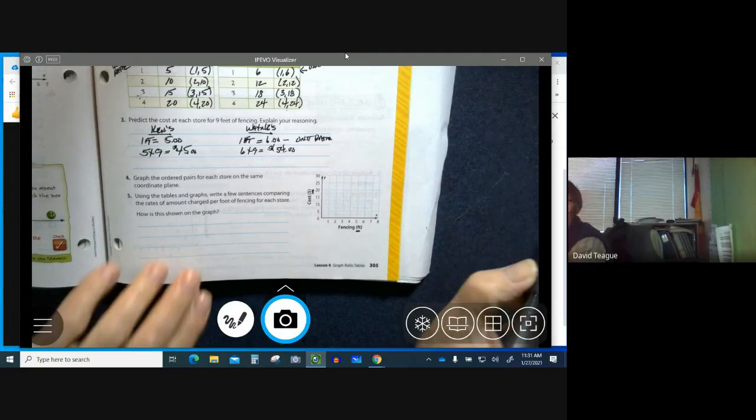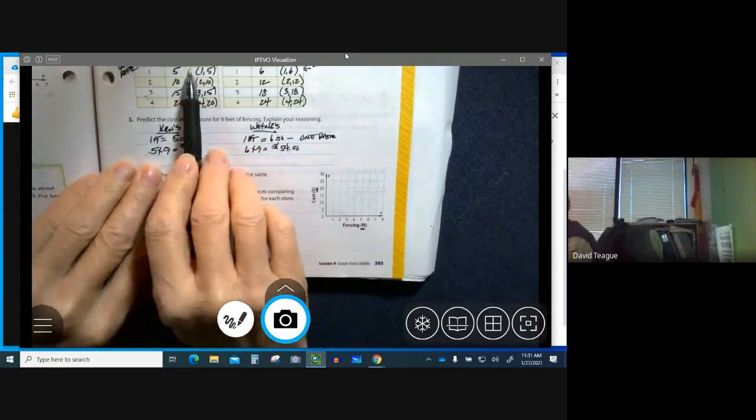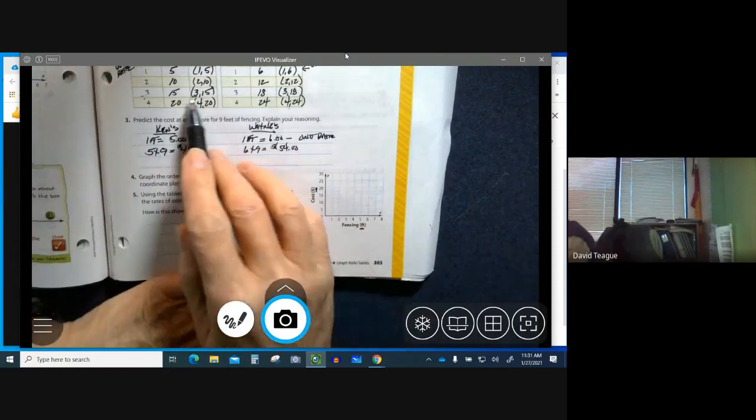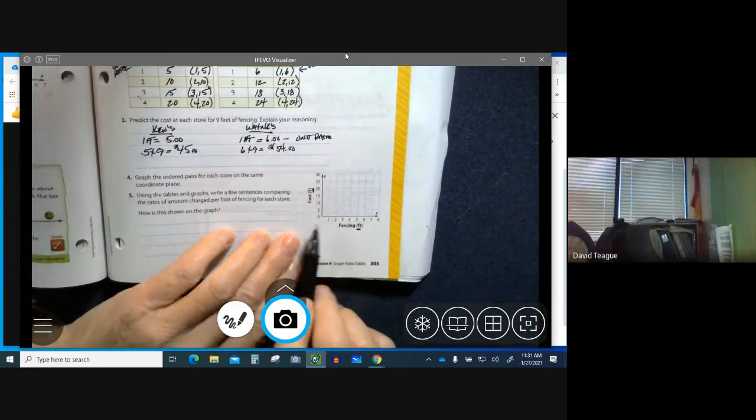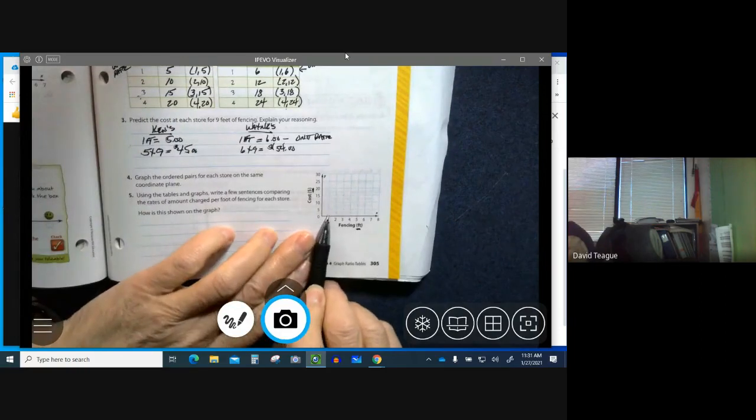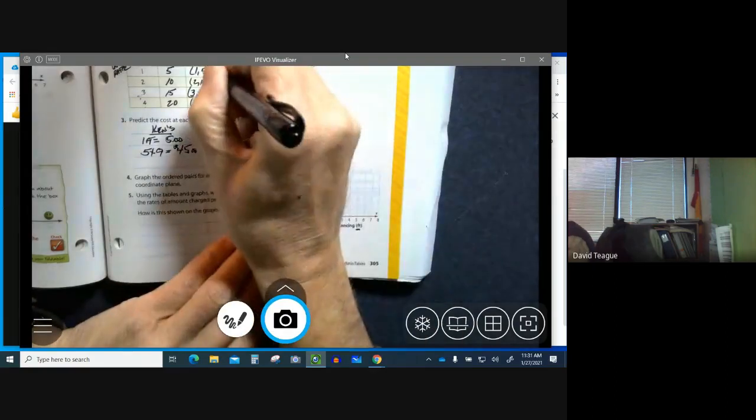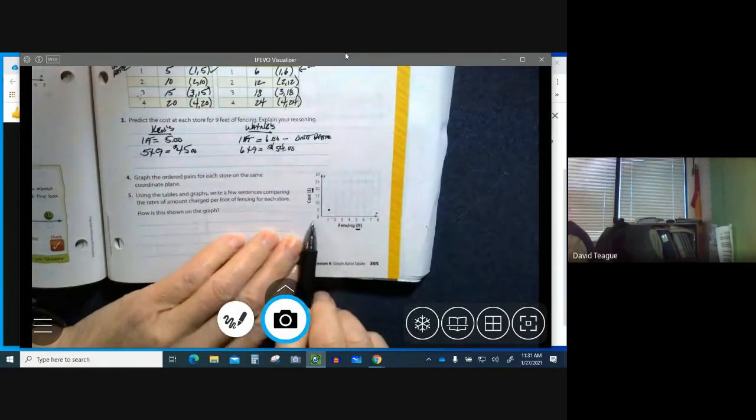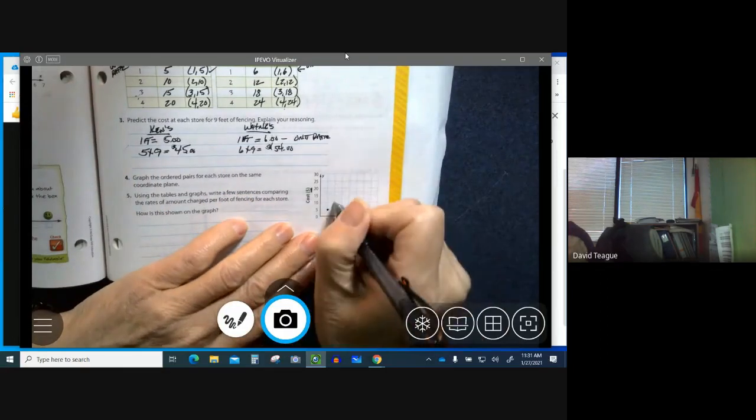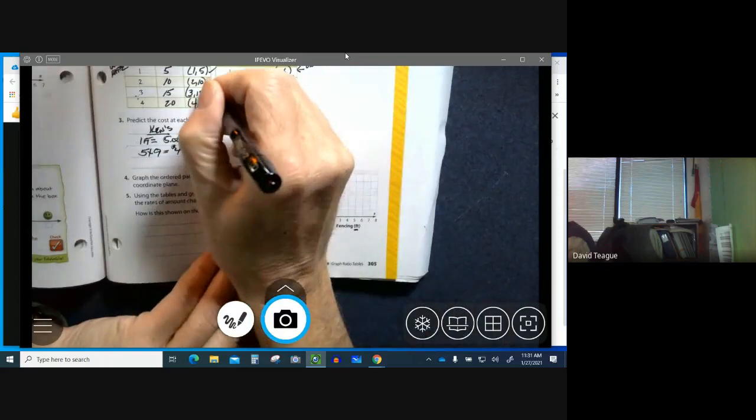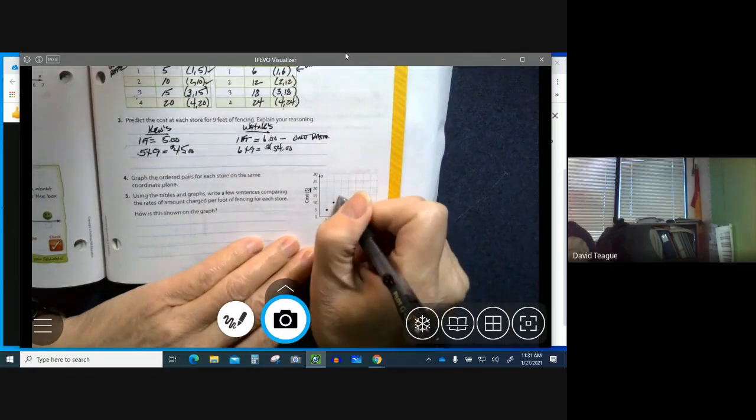Hey, Google, stop. Okay, so let's go ahead and plot. Let's start with Ken's first. Okay, so our ordered pair, we're always going to start with x. We're going to go to the right. We're going to go to 1, and you're going to go up to 5. So that's right here. And then our next ordered pair is 2, 10. So we're going to go over to 2 and go up to 10. So that's right there. Then we're going to go to 3 and go up to 15. So that's right there.